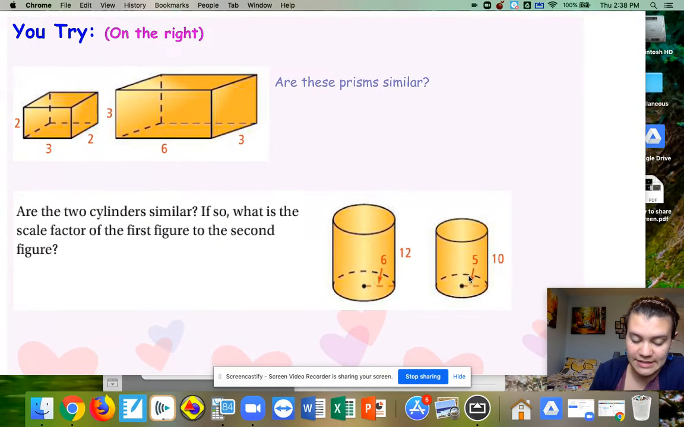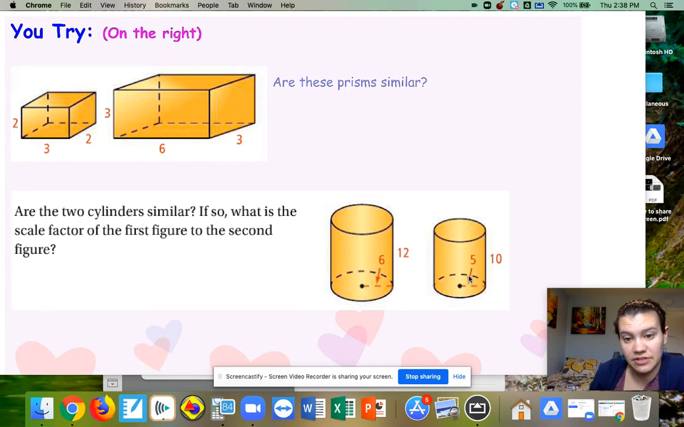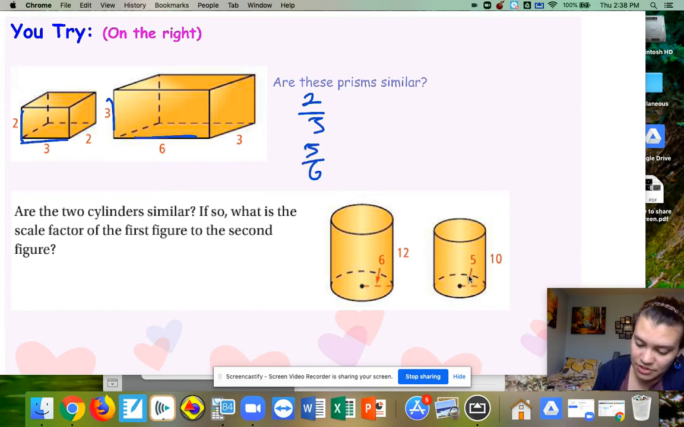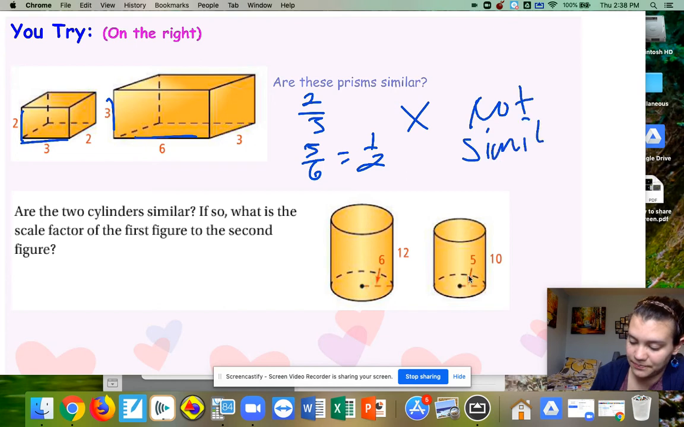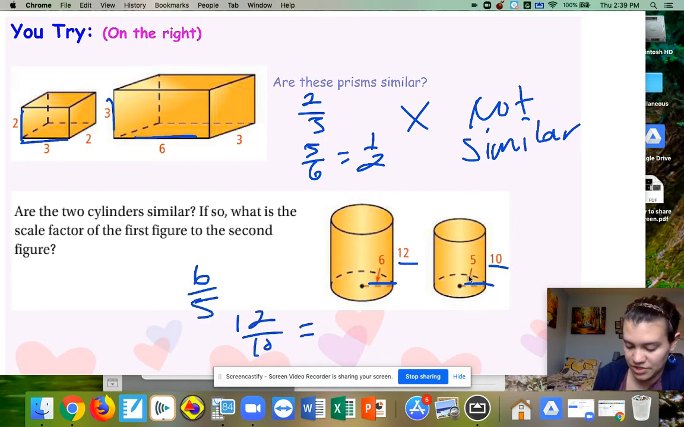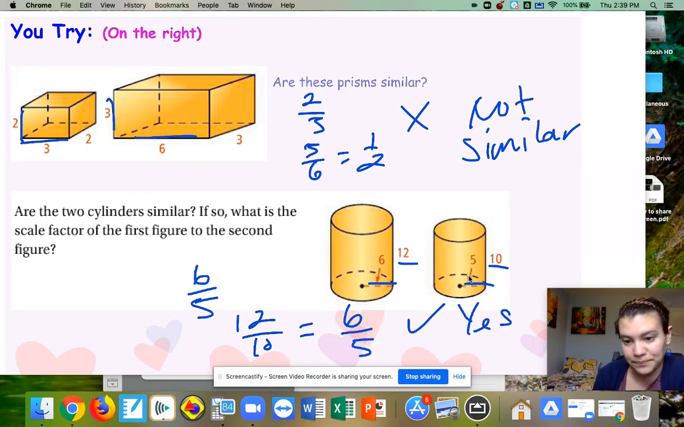So on these, to decide if something is similar, you have to get the same scale factor for everything. So here, 2 and 3 match up, so we get 2/3 for one. 3 and 6 match up, which simplifies to 1/2. So right there, those are not the same, so this is not similar. Here we can do 6 and 5. Can't simplify that. And then 12 and 10, which simplifies to 6 over 5. So this one would be yes, those are similar.